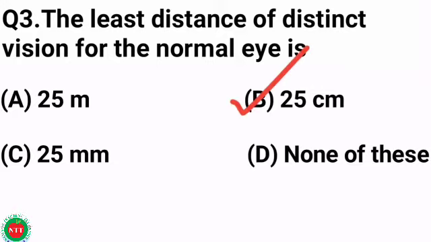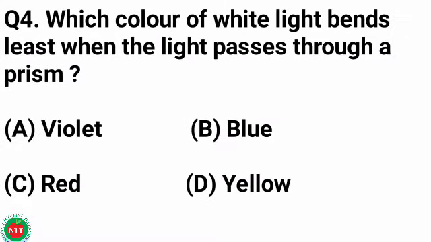Question number 4: Which color of the white light bends least when the light passes through a prism? A, violet; B, blue; C, red; D, yellow. And the right answer for this question is option C, red.